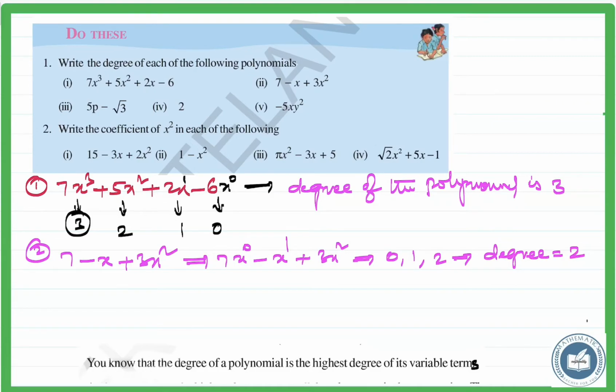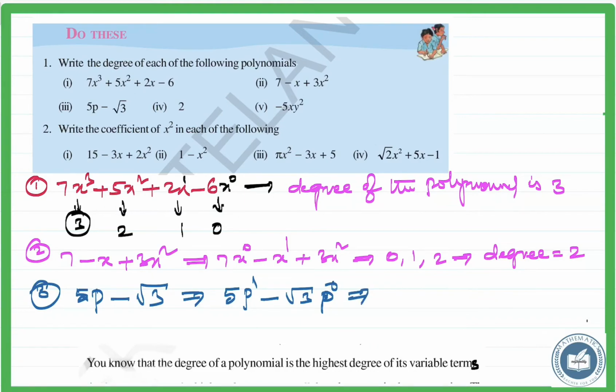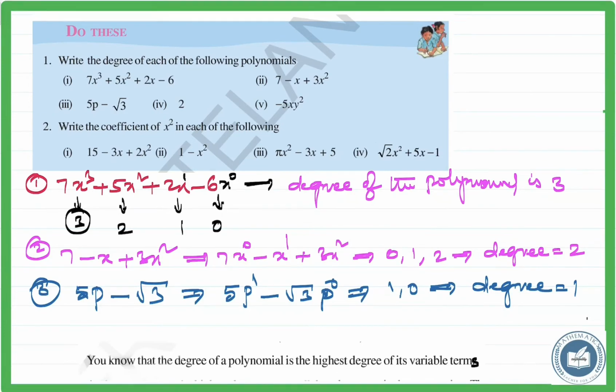Next, the third one, 5p minus root 3. Here you can write 5p to the power of 1 minus root 3 p to the power of 0. If you want to decide the degree of a term, you have to see the exponent of that variable, 1 and 0. So the degree of this polynomial is 1. Degree of the polynomial is 1 only.